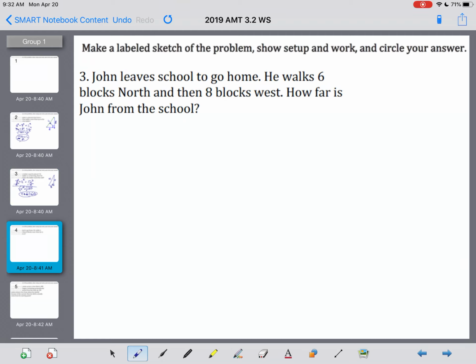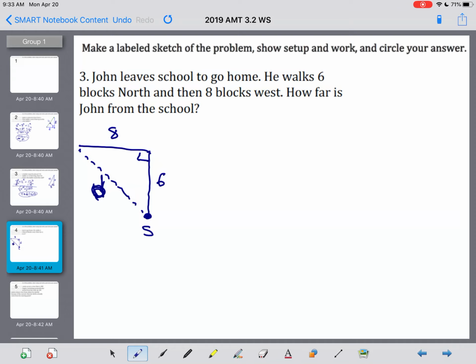Moving on. John leaves school to go home. He walks 6 blocks north and then 8 blocks west. Okay. So here's John in school. He walks 6 blocks north, which is usually up, and 8 blocks west, which is usually left on paper. And north and west do form a right angle. How far is John from school? So I'm going to call this D for distance.